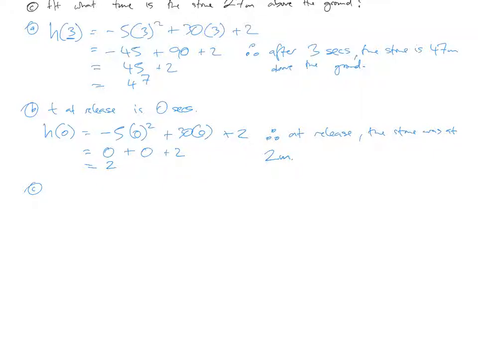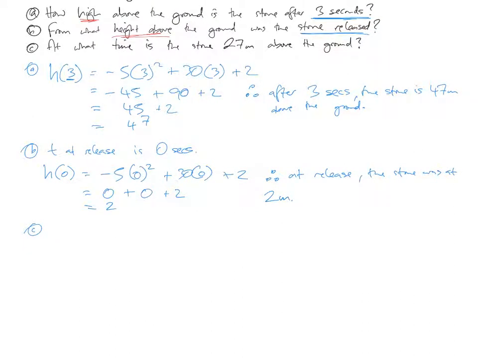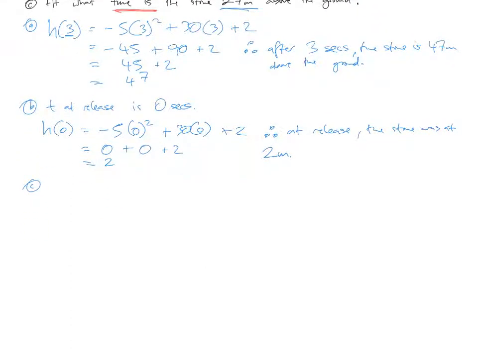Alright, C. At what time is the stone 27 meters above the ground? So you're trying to find the time. You're finding the variable this time, and you're given the height. So this is one of the solving examples because you're given the height, 27 meters, and it is equal to negative 5 lots of t squared plus 30t plus 2. We're trying to work out what t is.